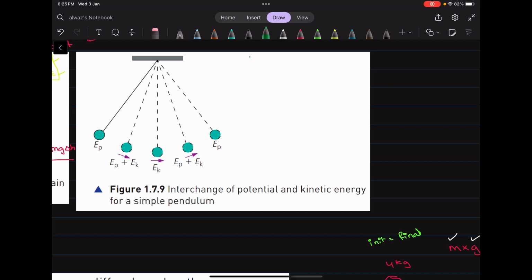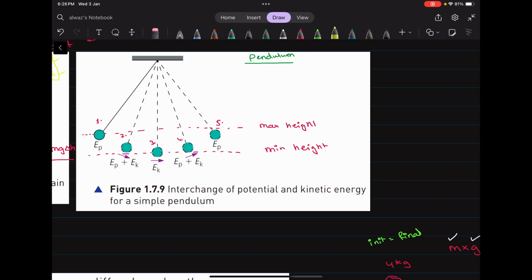Okay, so the next example we have is the pendulum example, and this is one of the simpler ones, I would say. So let's start. Let's call this position 1, 2, 3, 4, 5. Now, if you've seen a pendulum moving, we know that this height is going to be our max height, and this height will be our minimum height.